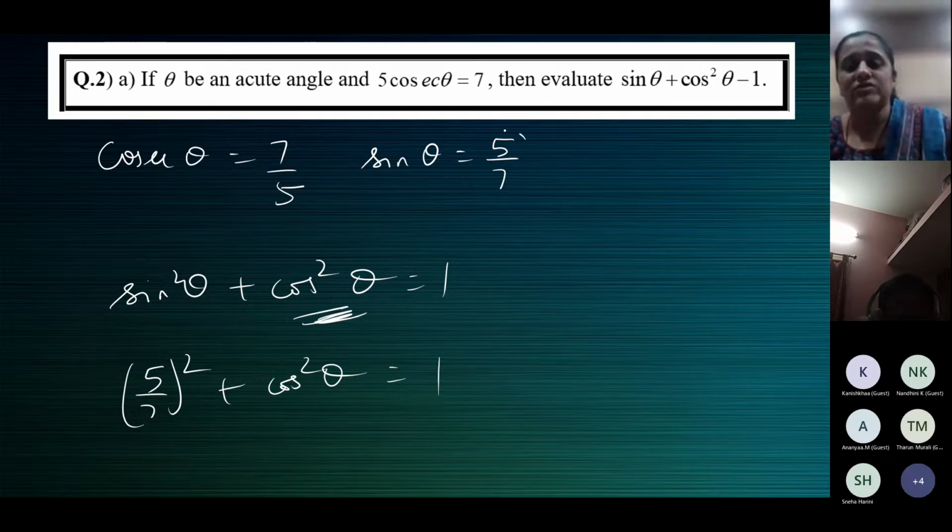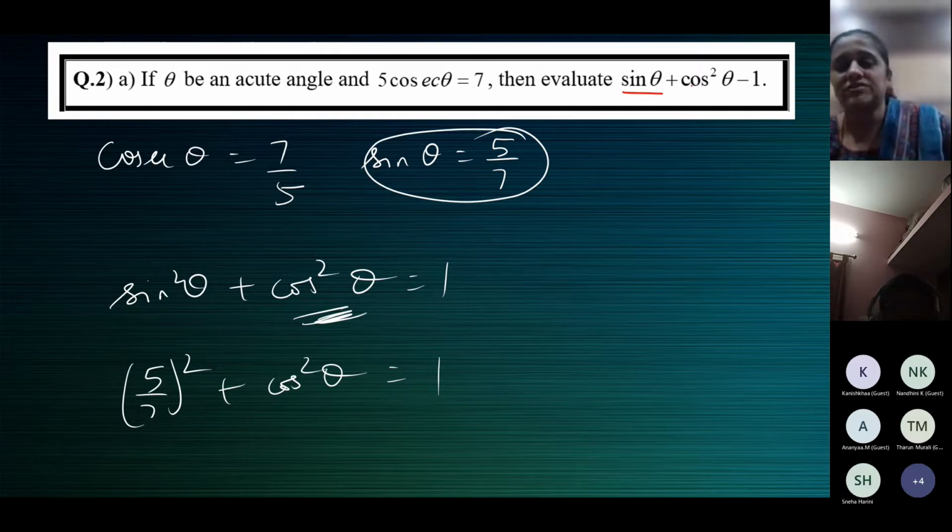So now you know the value of sine theta is 5 by 7. And using this identity, you can find the value of cos square theta. So sine theta is 5 by 7. Cos square theta, we can find using this identity, minus 1. Then simplify.